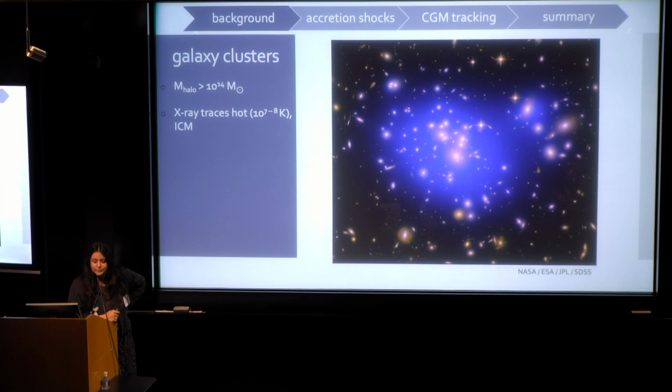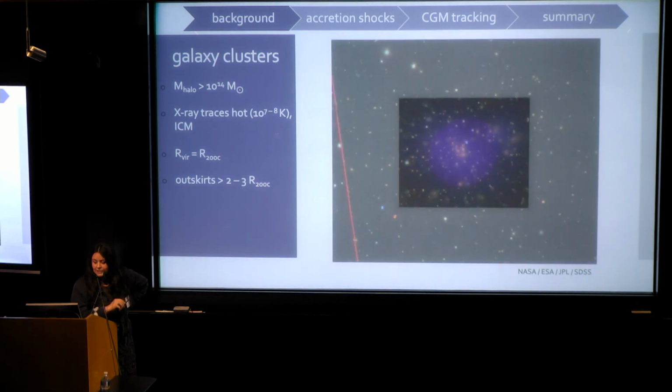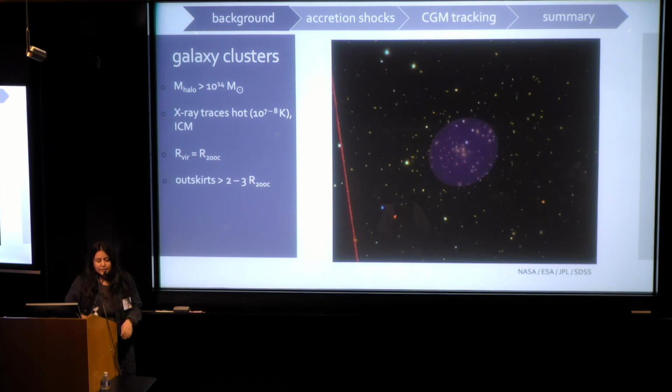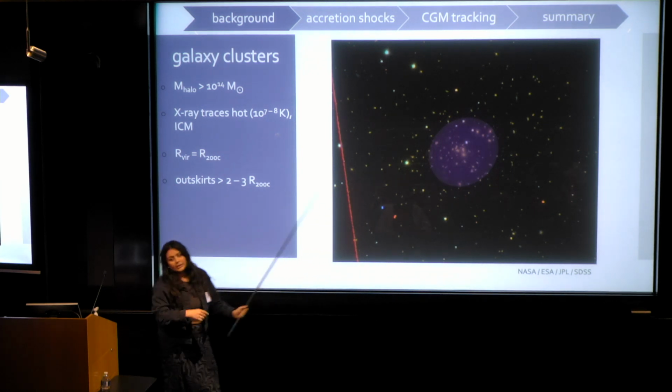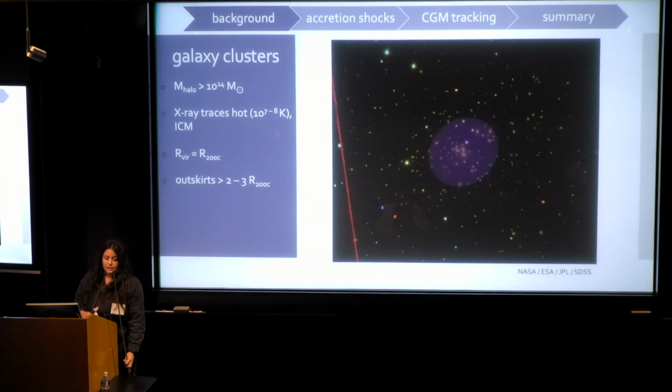core of the cluster. I want to take a moment to define what I will call the virial radius. Throughout my work, this is R200C, the radius at which the density of the galaxy cluster, the ICM, is 200 times the critical density of the universe at the redshift of the cluster. I also want to define the outskirts of the cluster. If we zoom out, you can see that there are still a lot of galaxies existing beyond the purple X-ray emission. These are in the outskirts of the cluster, beyond 2 to 3 R200C.